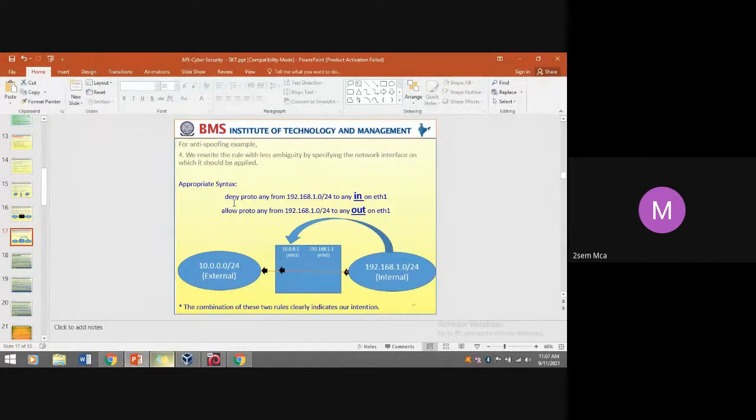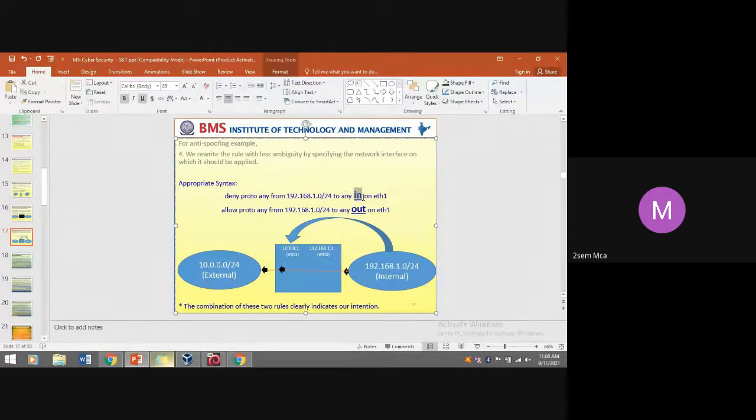So deny protocol, any protocol, from this network to any in on Ethernet 1. It means if anybody tries to send packets directly to Ethernet 1 by bypassing ETH0, then simply deny such packets.